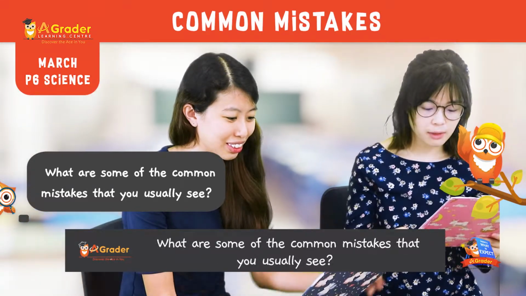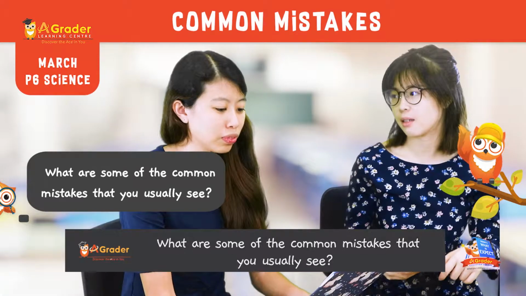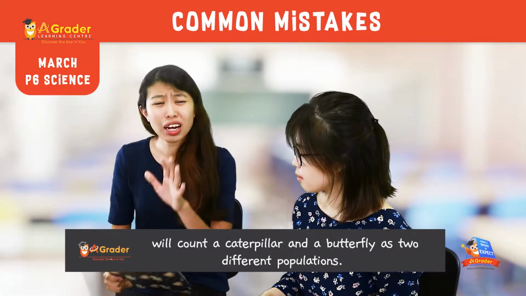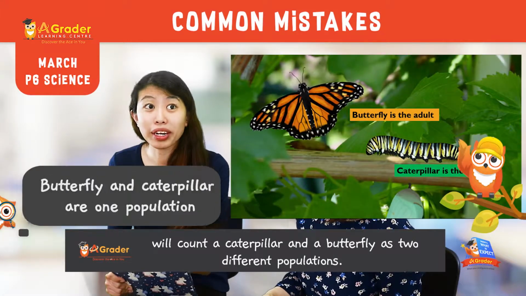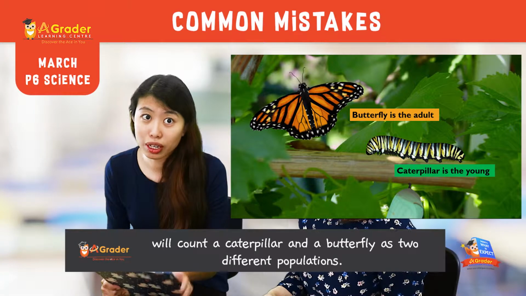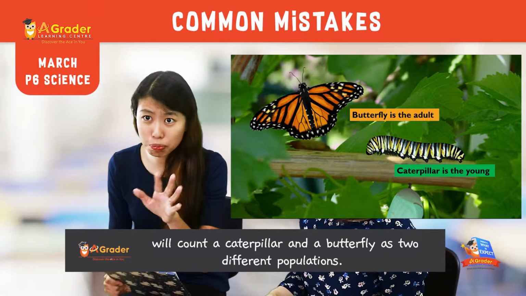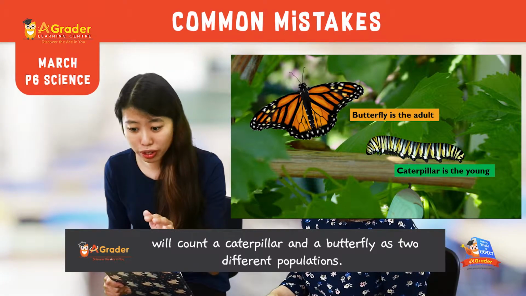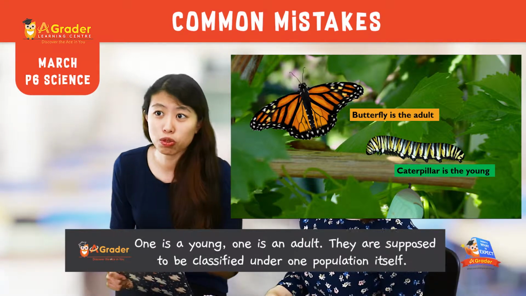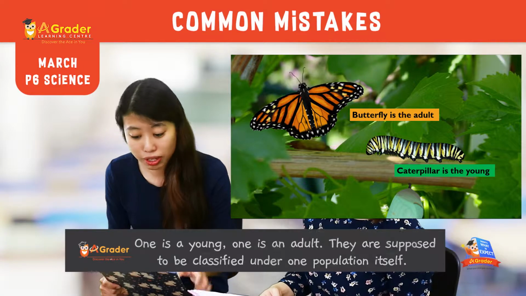Okay, so what are some of the common mistakes that you usually see? Okay, I usually see that there are students actually counting, for example, a caterpillar and a butterfly. If they are asked about the number of populations, they actually put a caterpillar and a butterfly as 2 populations. By right, one is a young, one is an adult. They're supposed to be classified under one population itself.